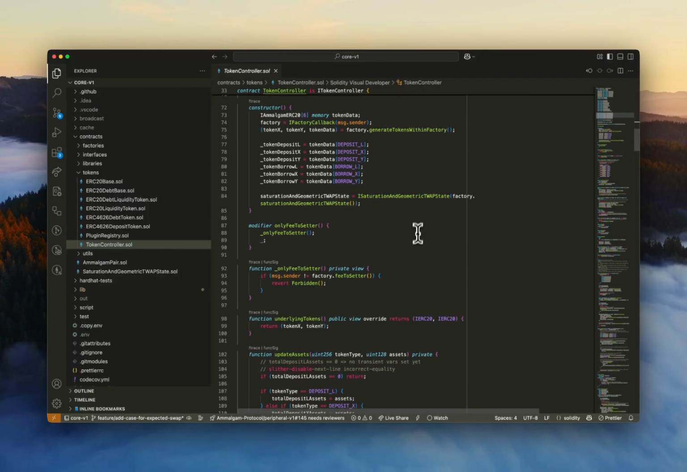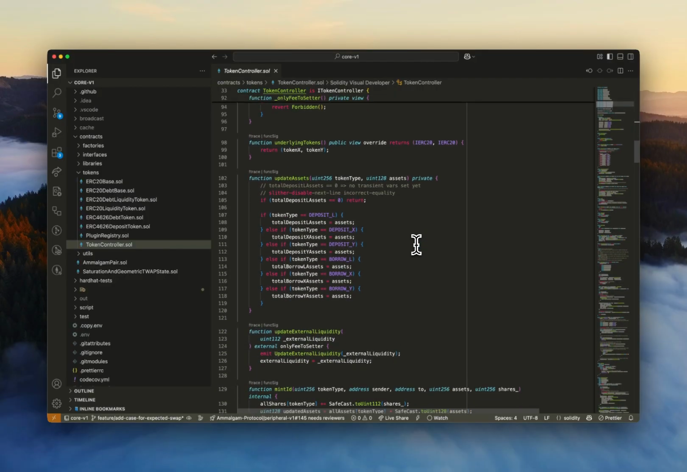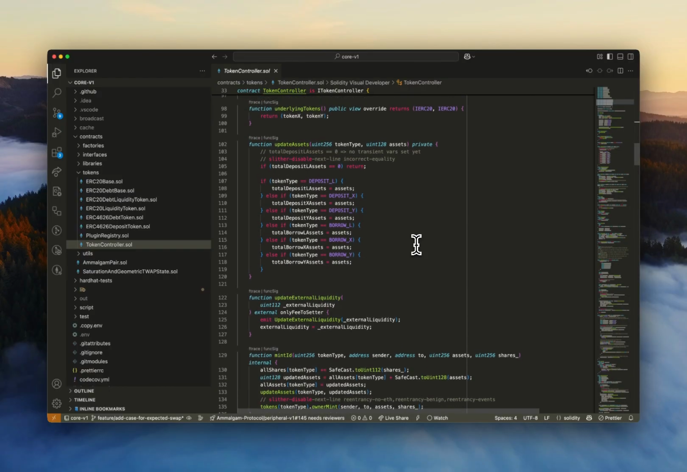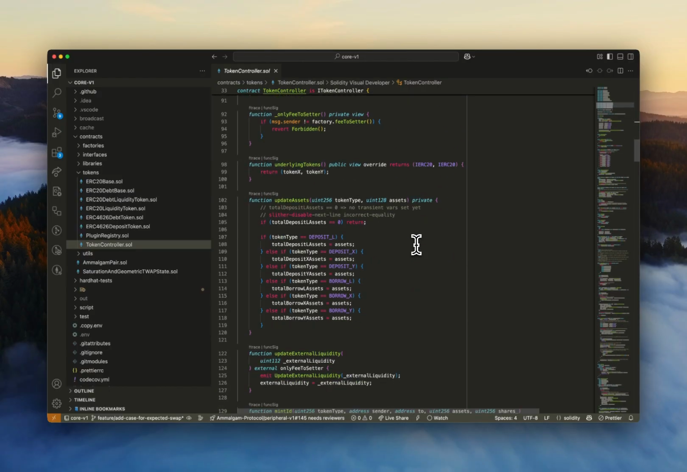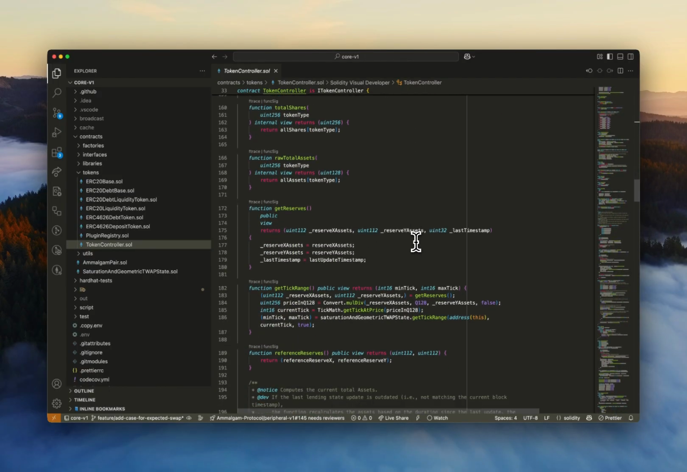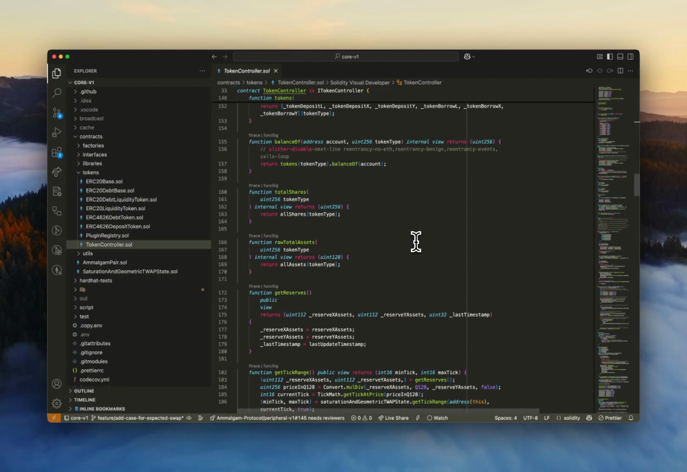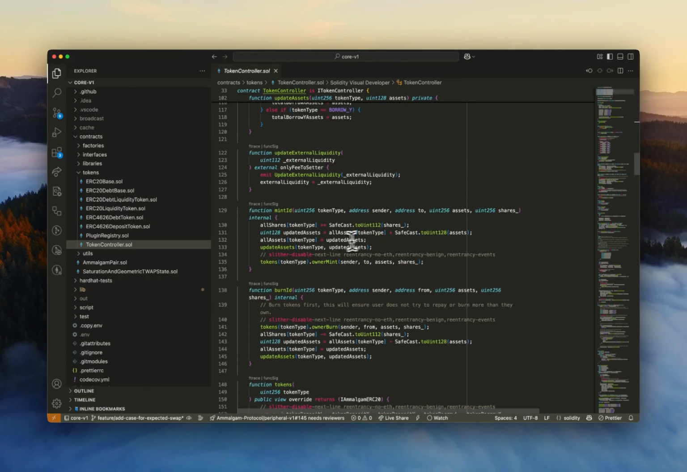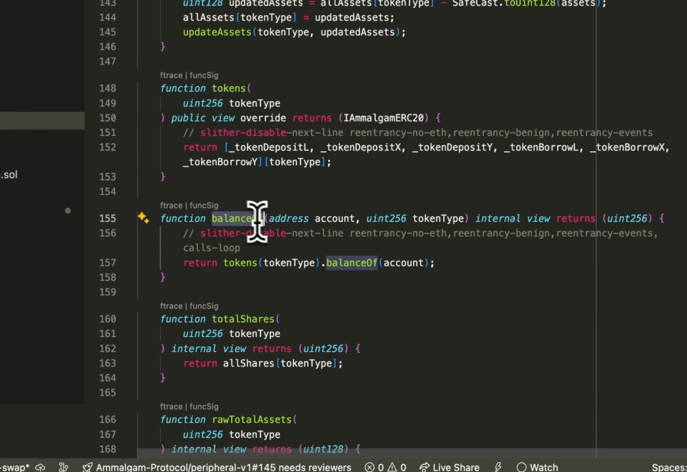And yeah, so this is just sort of a helper function where we try to isolate the interactions with the actual tokens to one place. So updating, like burning and minting of new tokens, and some helper functions to figure out what the balance is for a certain token type.